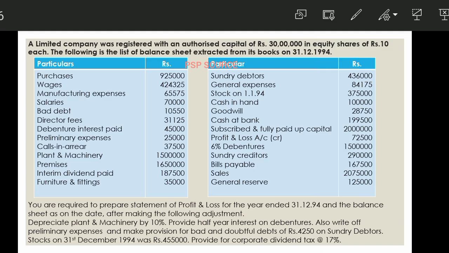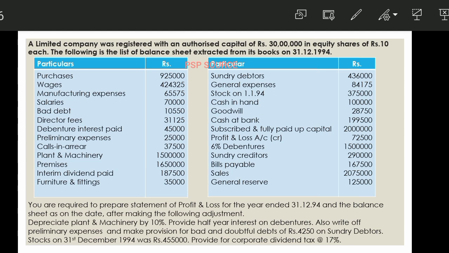Interim dividend paid is given. I have already explained this in my previous videos. If any proposed or interim dividend is given, then we need to calculate corporate dividend tax. So interim dividend comes under reserves and surplus. Furniture and fittings come under tangible assets. Sundry debtors means trade receivable. General expenses come under other expenses.